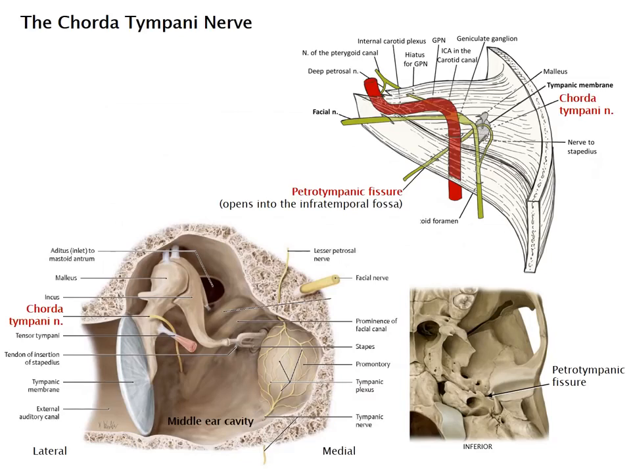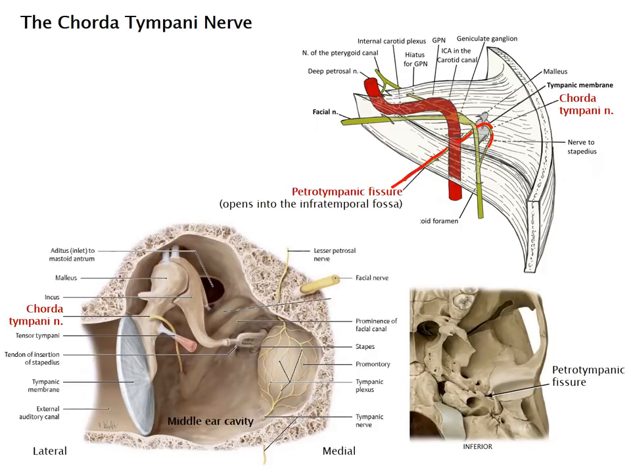Here's a closer look at the chorda tympani nerve. The chorda tympani is the third branch of cranial nerve number 7, the facial nerve. It actually branches from the facial nerve within the skull. Here you see the chorda tympani nerve branching from the facial, and it's exiting the petrotympanic fissure in order to enter into the infratemporal fossa.